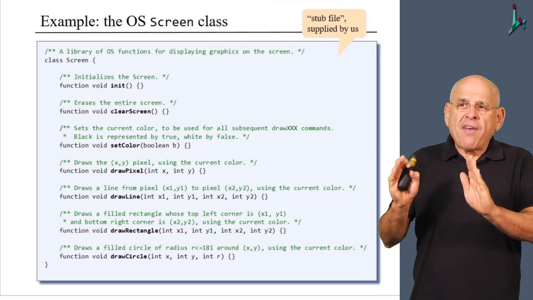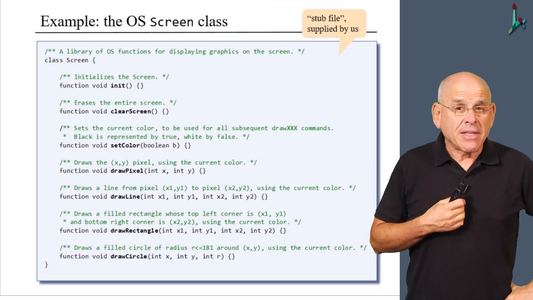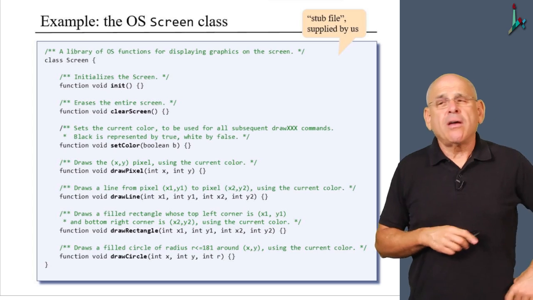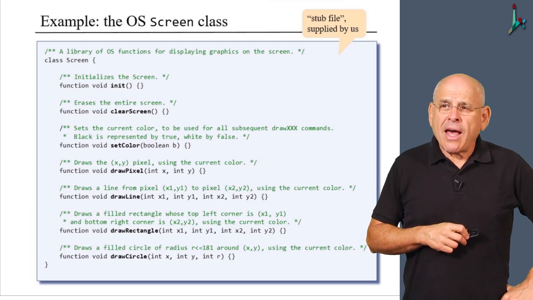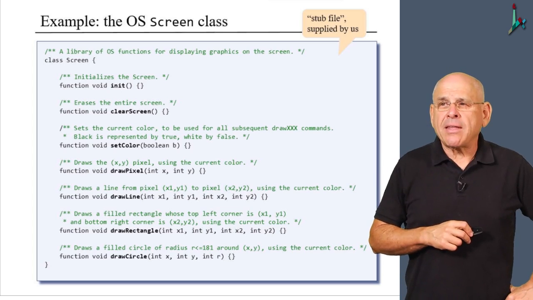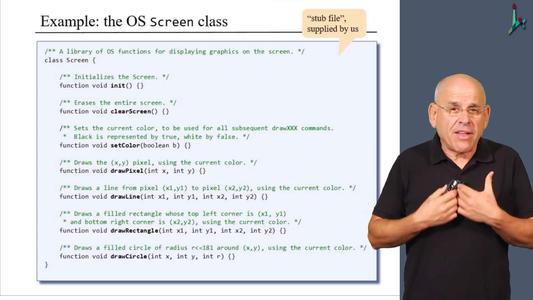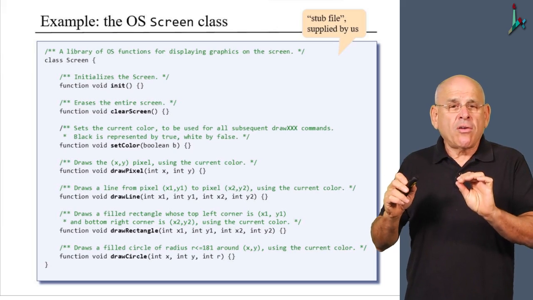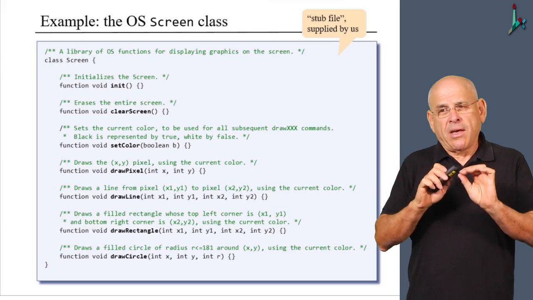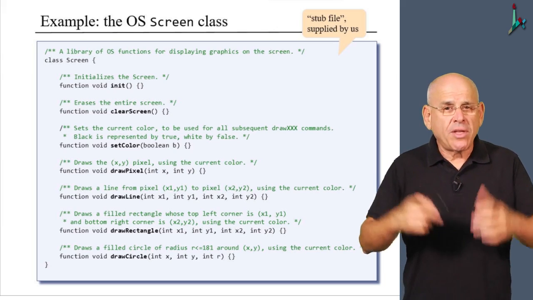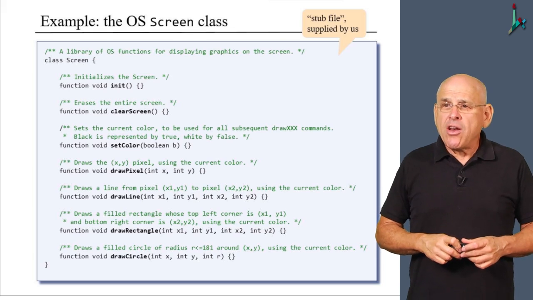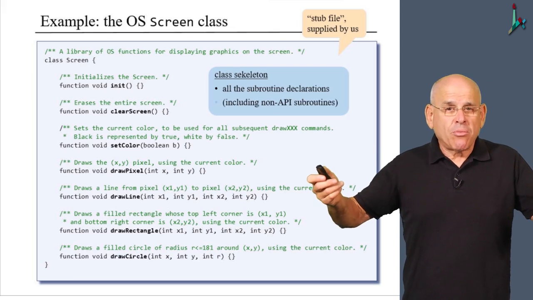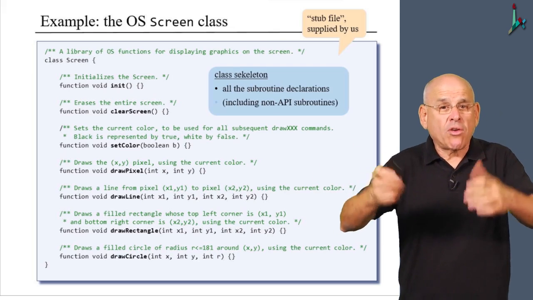Well, this file is going to be supplied to you by us. It is part of the Nand to Tetris software package. It's part of Project 12. And I call this file a stub file. And it's not a term that I invented. It's a well-known term in software engineering. Basically, it's a skeleton of a class that contains the signatures of all the subroutines of interest in this class. And notice that these subroutines include also the non-public subroutines that application programmers don't get to see.